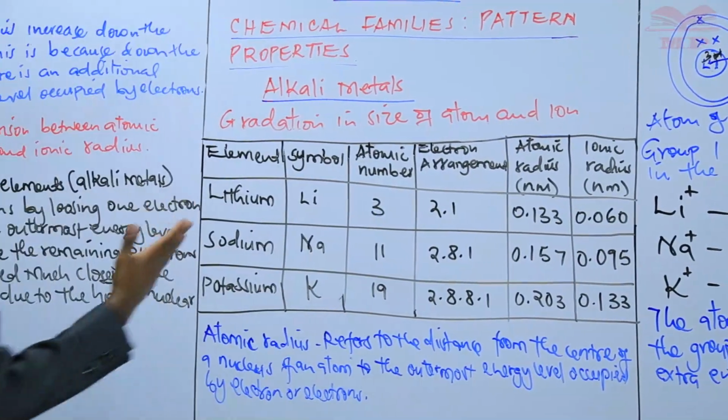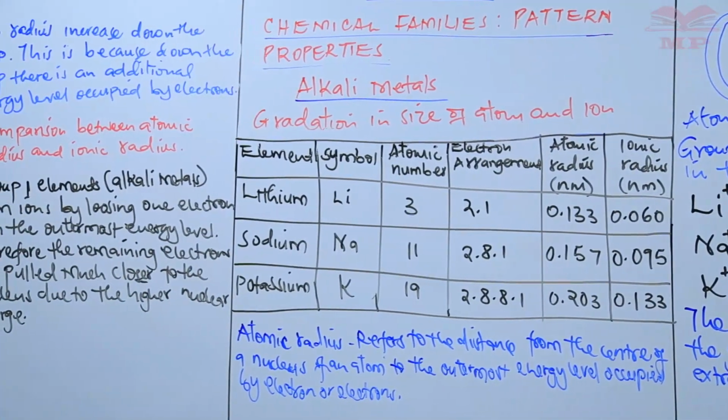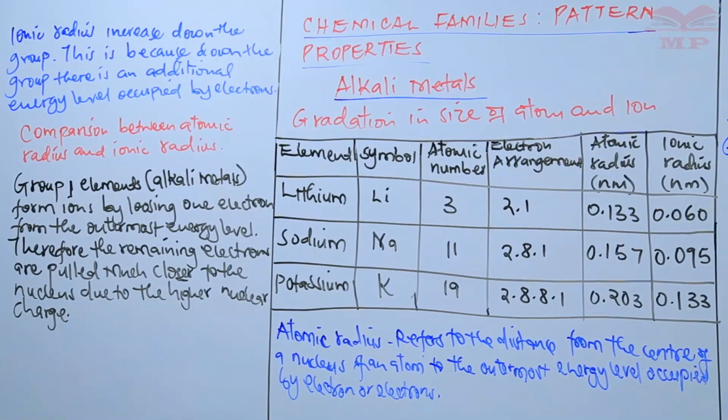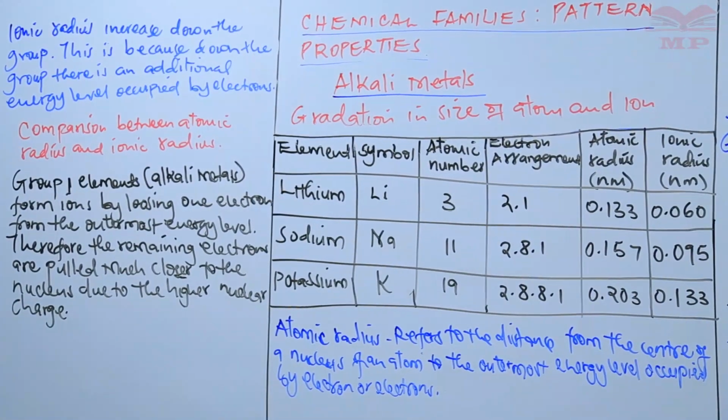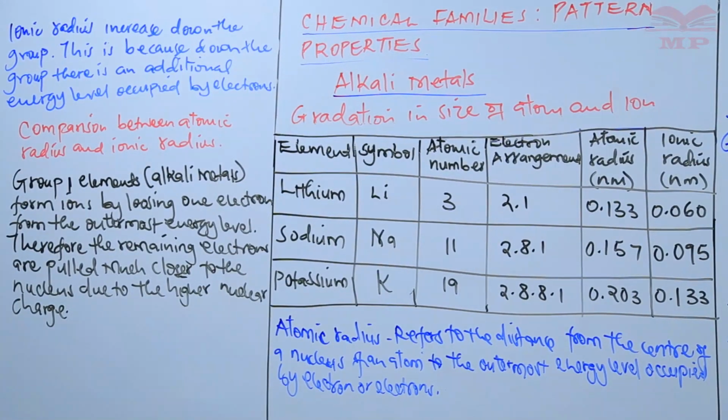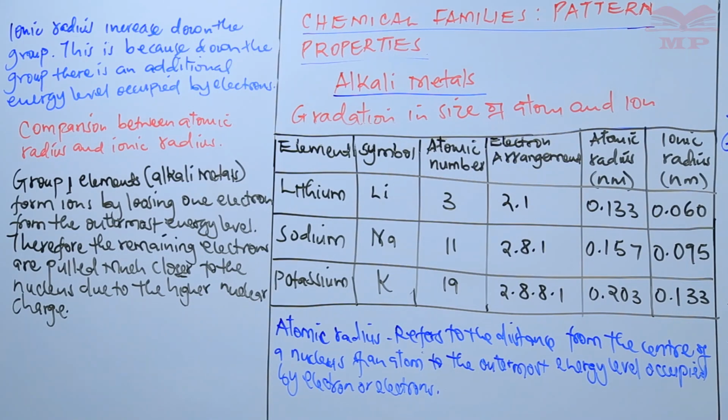Therefore, that is what I wanted you to understand. When you are comparing, use comparison terms, that the atomic radius is larger than the ionic radius, then explain this way, that group 1 elements form ions by losing 1 electron from the outermost energy level, and therefore the remaining electrons are pulled much closer to the nucleus.